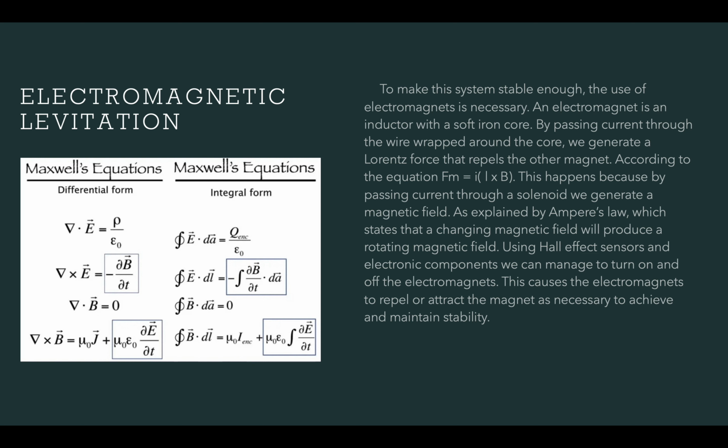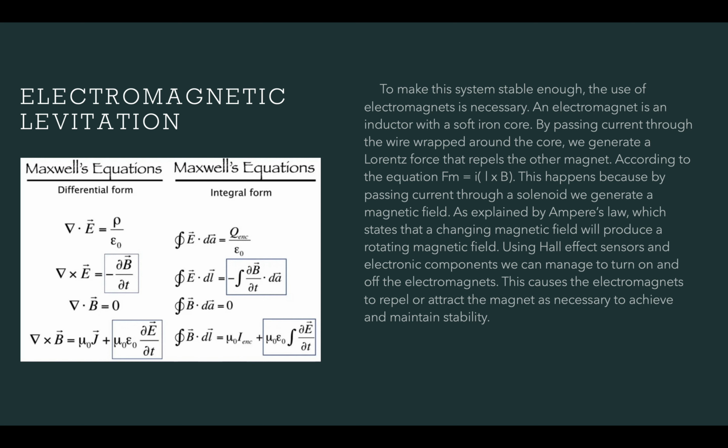According to the equation, magnetic force is equal to the current times the length cross product with the magnetic flux density. This happens because by passing current through a solenoid, we generate a magnetic field, as explained by Ampere's law, which states that a changing magnetic field will produce a rotating magnetic field.